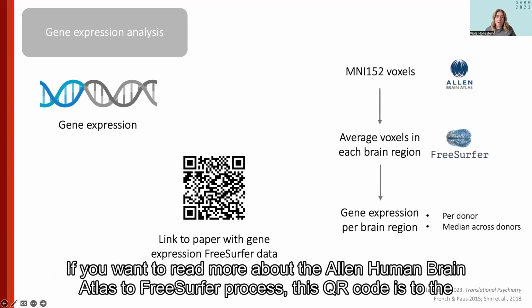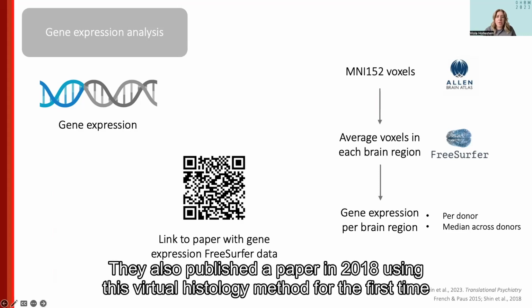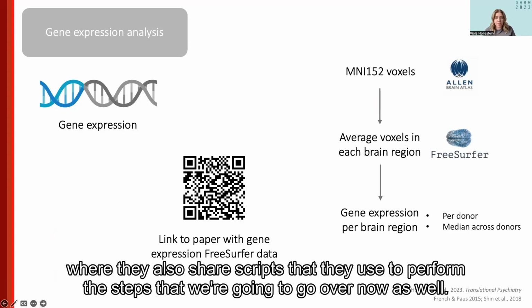If you want to read more about the Allen Human Brain Atlas to FreeSurfer process, this QR code is to the French and Paus 2015 paper, which is great. And there you can also find this data available. They also published a paper in 2018 using this virtual histology method for the first time, where they also share scripts that they use to perform the steps that we're going to go over now as well.